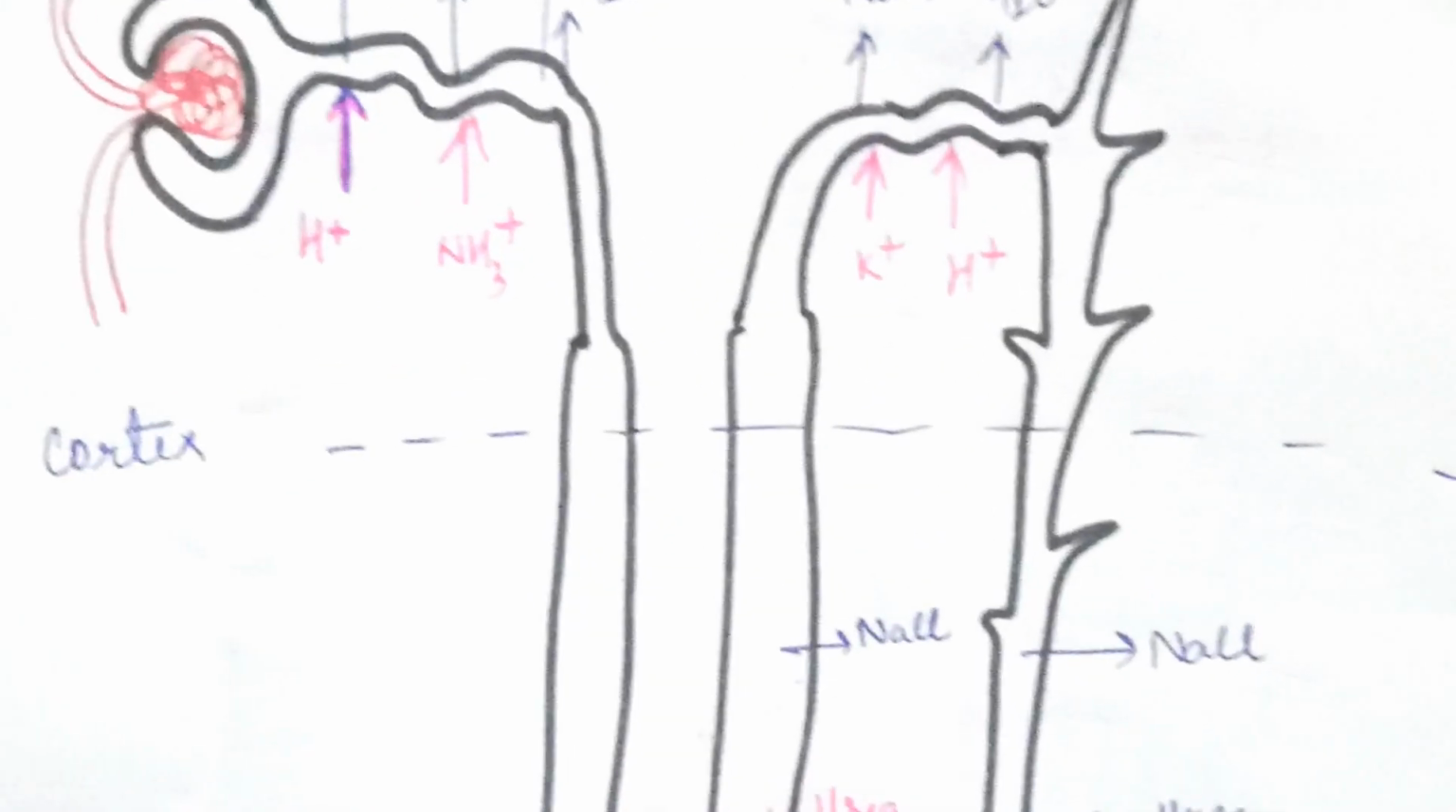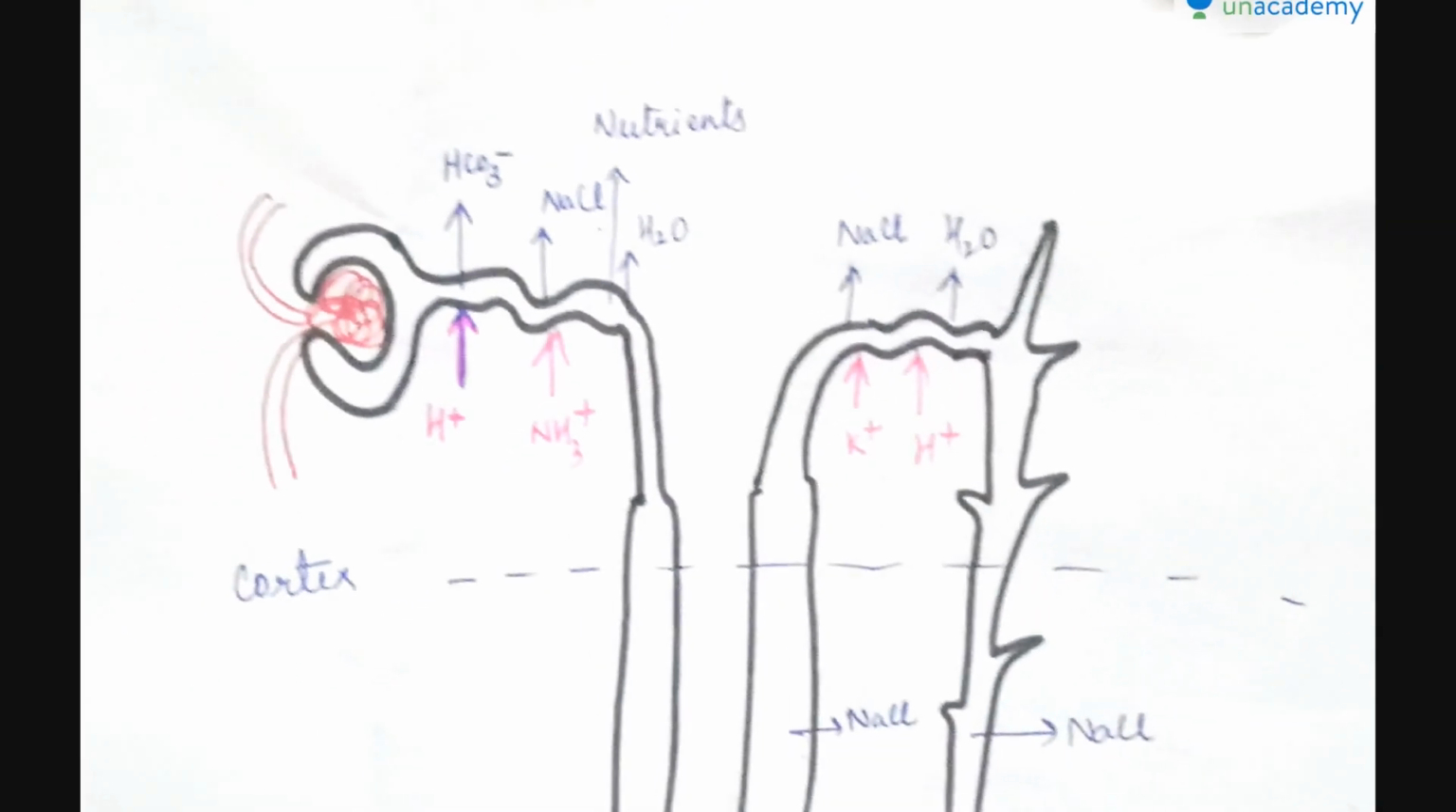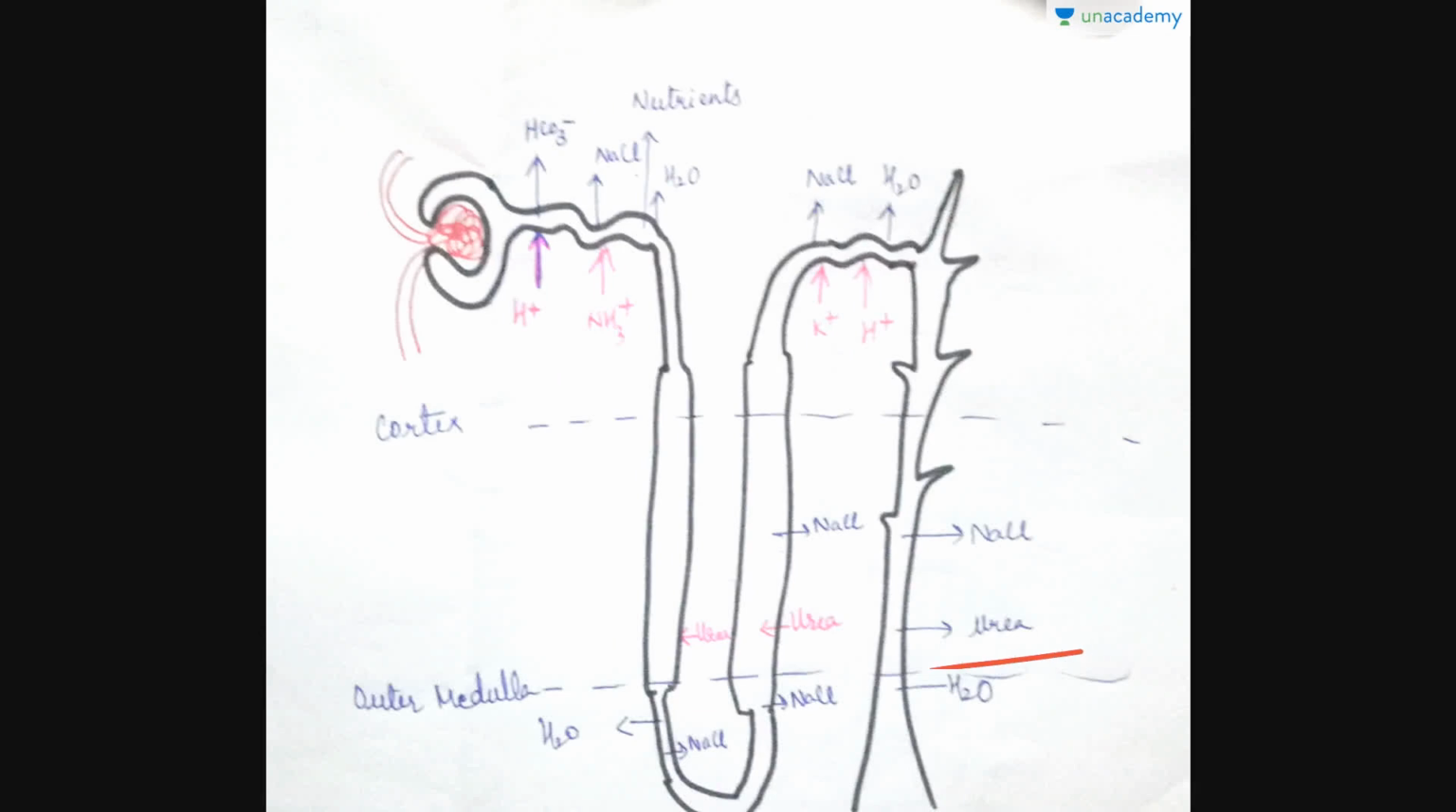Then when we move further up in the DCT, NaCl and water are being reabsorbed, while K plus and H plus ions, which might be in excess in the blood, are being secreted. Finally, in the collecting tubule, urea can be reabsorbed. If a very high amount of urea is secreted, that is also not good. A minimum amount should be maintained in the blood. So some amount is reabsorbed. Then water can be reabsorbed in the presence of hormones, and NaCl is also reabsorbed. So this is all about the secretion and reabsorption.